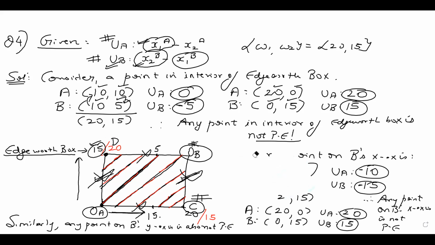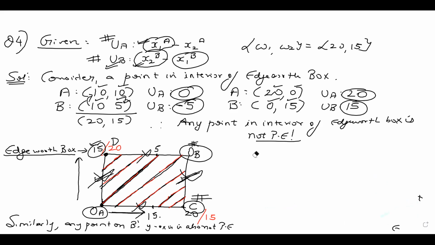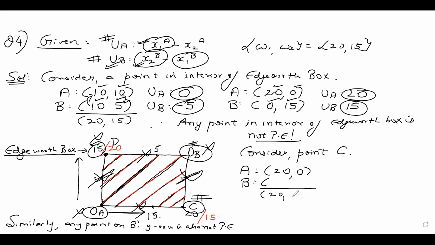So I can quickly write this. If I erase this part off, if you look at the points now, you can verify that OA is not Pareto efficient. OB is not Pareto efficient. Point D is also not Pareto efficient. By the same working, consider point C. At point C, how much does A have? A has 20, 0. How much does B have? The sum has to be 20 comma 15. So B has 0 comma 15.